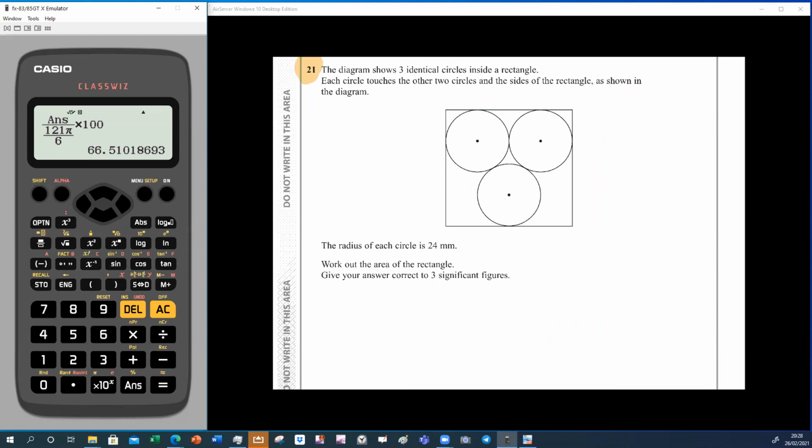So let's put some measurements on there. So the diagram shows 3 identical circles. Each circle touches the other 2 circles and the sides of the rectangle. The radius of each circle is 24. Work out the area of the rectangle. Give your answer to 3 significant figures. Okay, lovely. So now what should we do with the circle first? Label each of them. Okay, 24 millimeters.